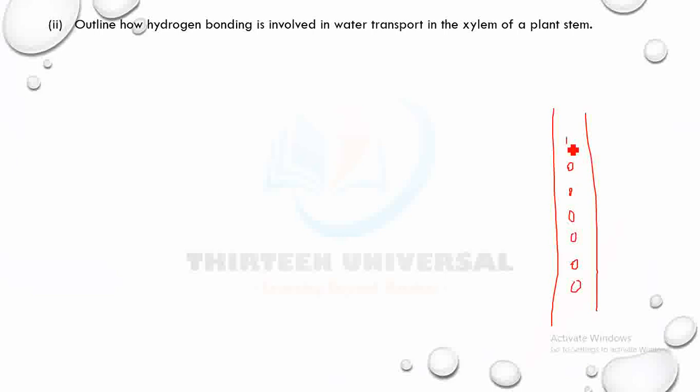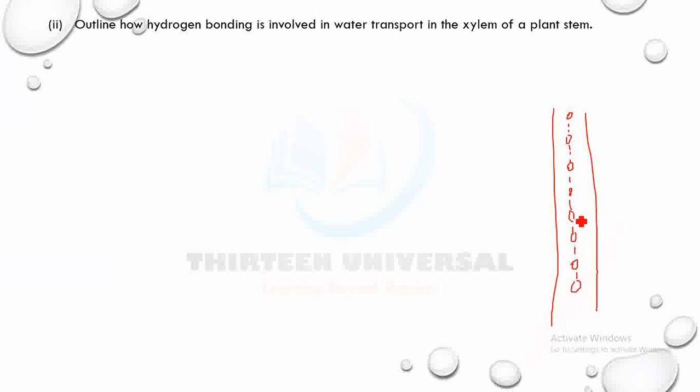Water molecules stick to each other. Hydrogen bonds are formed between water molecules, and that's due to cohesion. Hydrogen bonds formed between water molecules set up what we call the water column. So the water column is created by hydrogen bonds between water molecules.